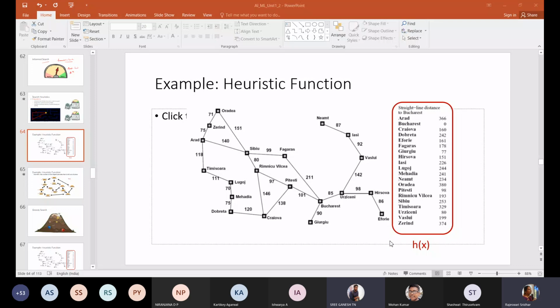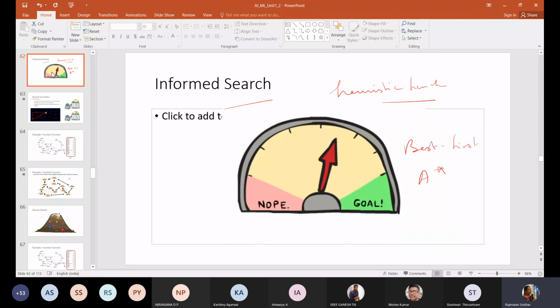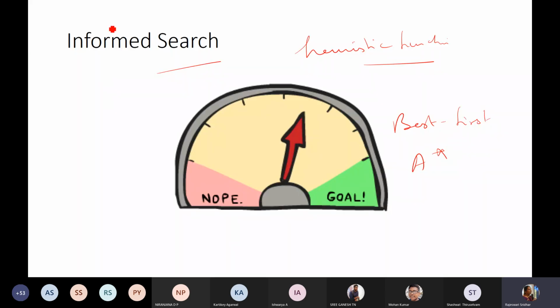Okay, so we will continue. We talked about the evaluation of the uninformed search strategies. We will continue with the next one, which is informed search strategies. Now, this informed search strategy is based upon a concept called heuristics. This is what we started with last class.